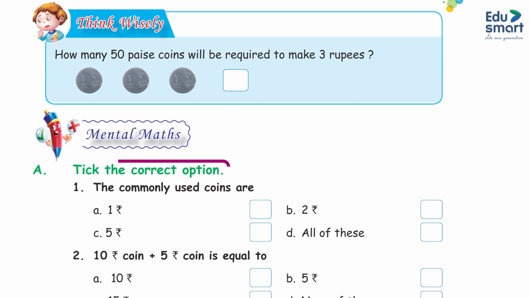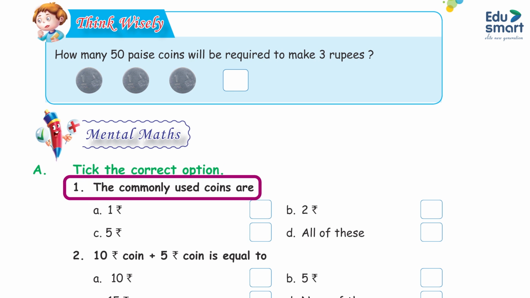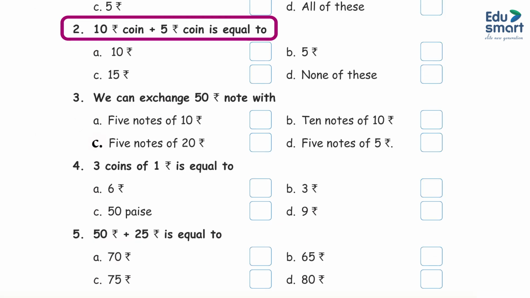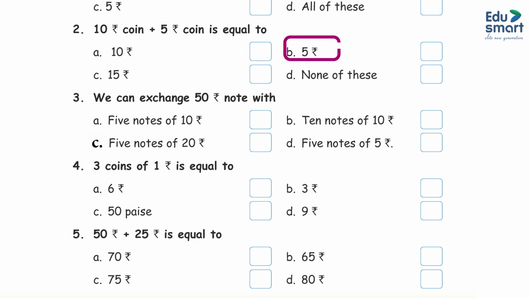Mental maths. A. Tick the correct option. 1. The commonly used coins are 1 rupee, 2 rupees, 5 rupees, all of these. 2. 10 rupee coin plus 5 rupee coin is equal to 10 rupees, 5 rupees, 15 rupees, none of these.